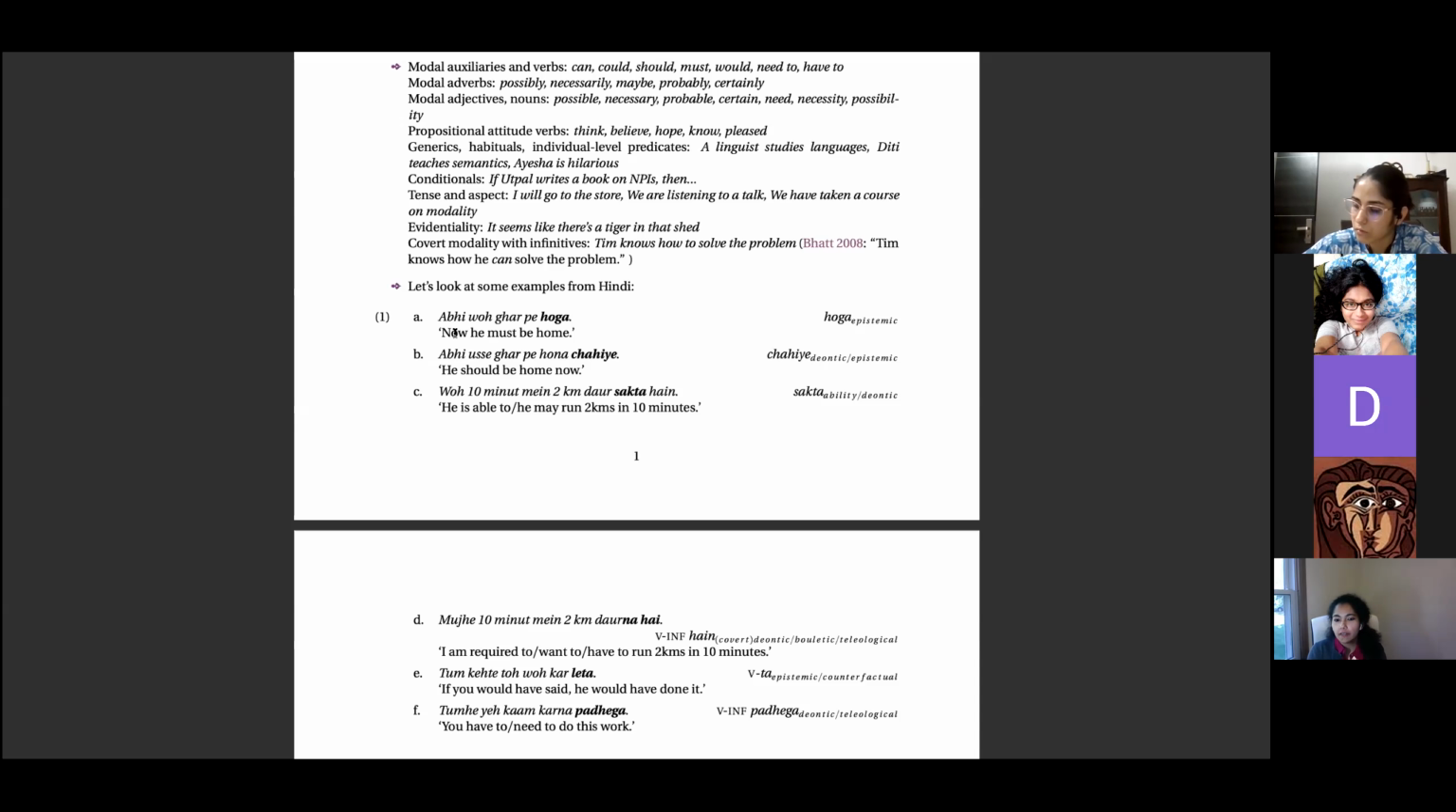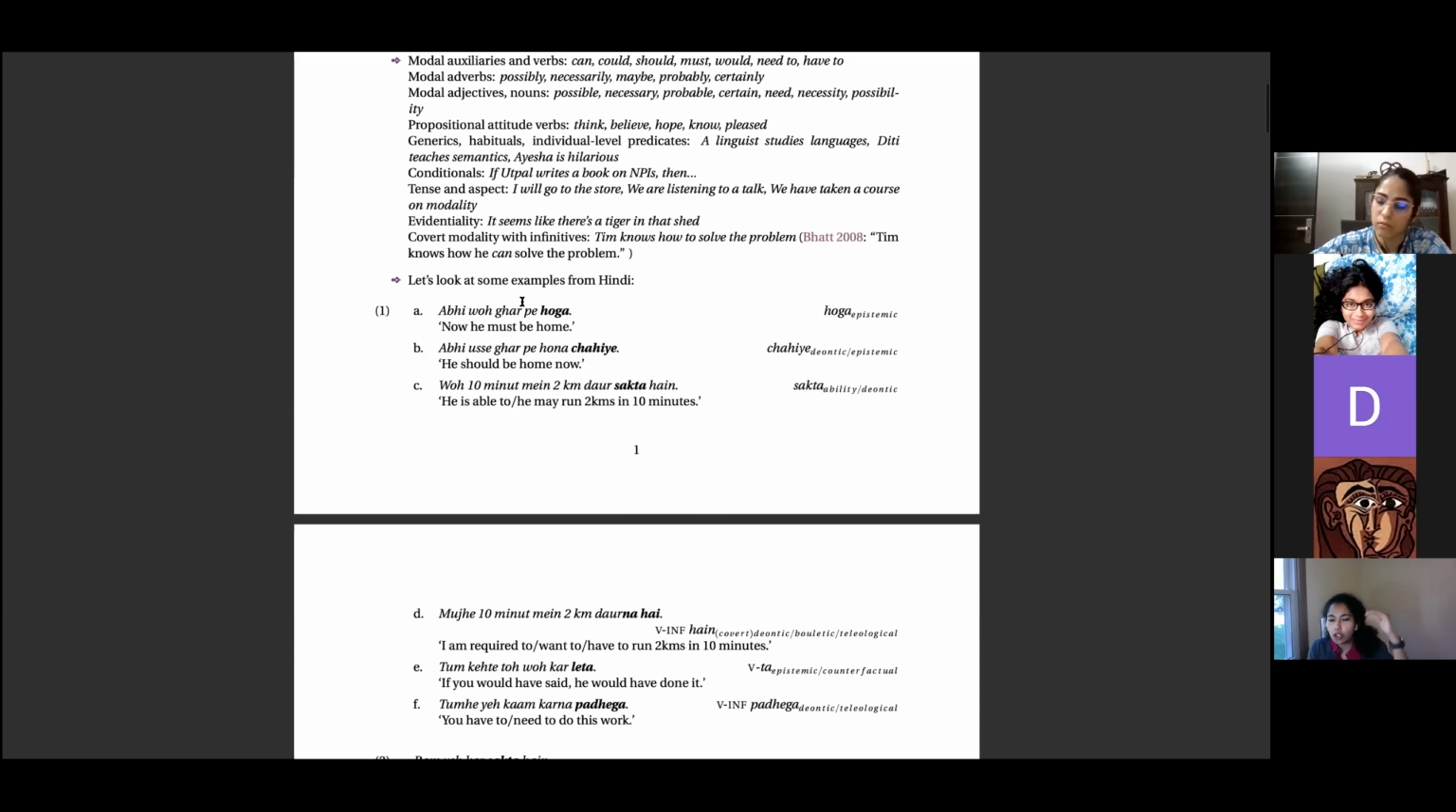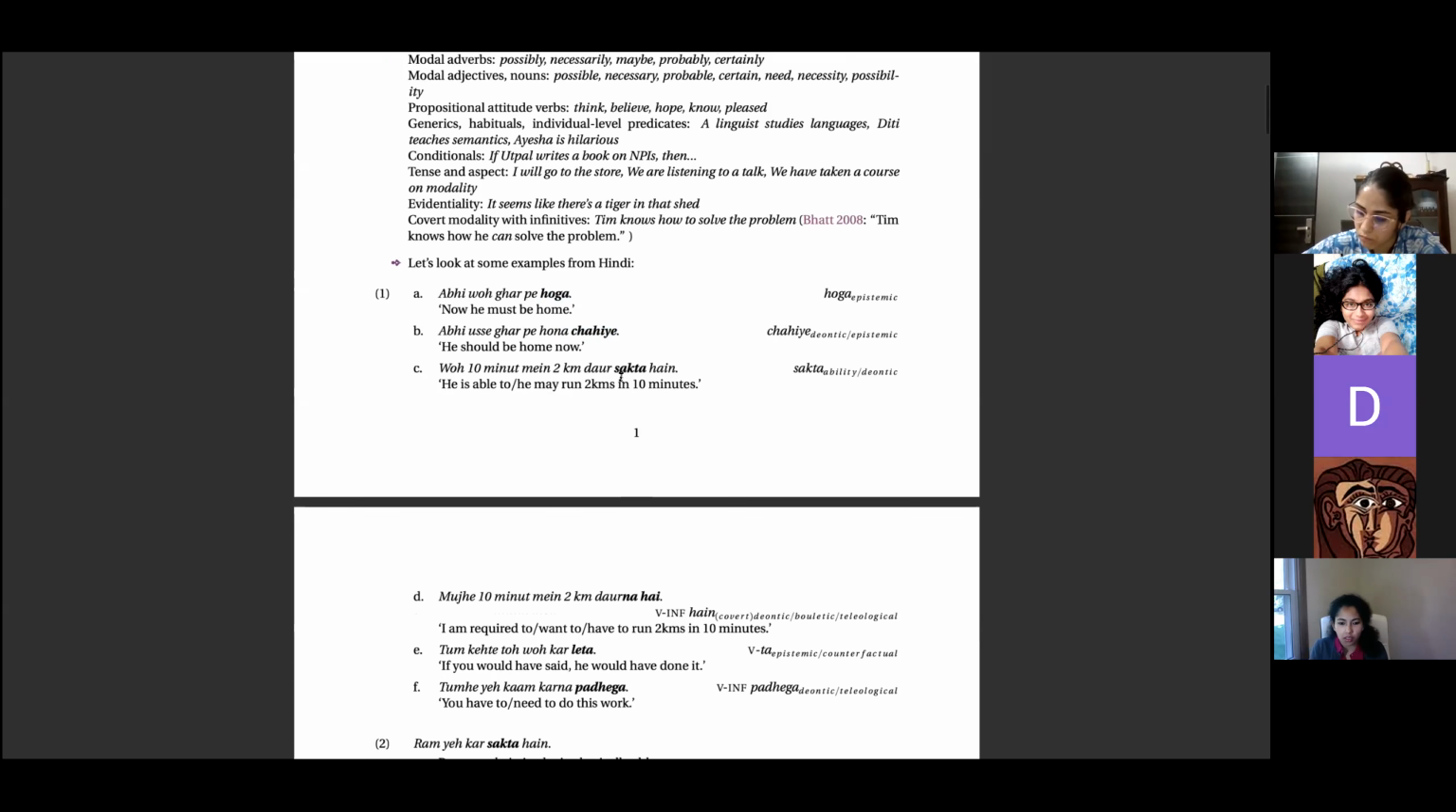Or you can have your deontic reading, which I think is not that salient, but people feel free to disagree with me, where he's required, like he's given the permission to do this thing. Okay. So that is your deontic, your permissions, etc. Then look how all of these things are different lexical items, right? So that's what I'm trying to point out here. These are all a list of modal expressions in Hindi.